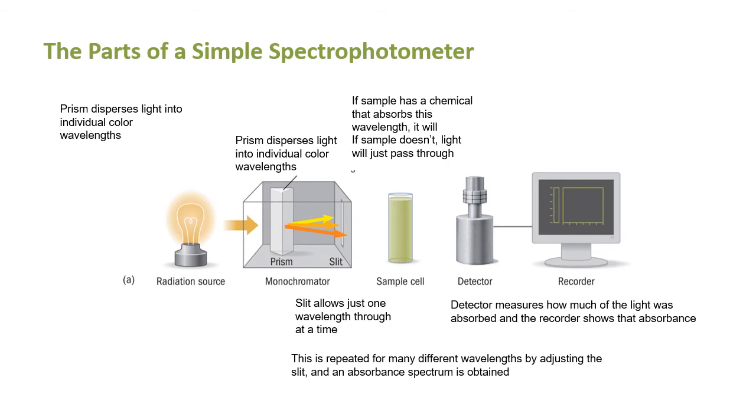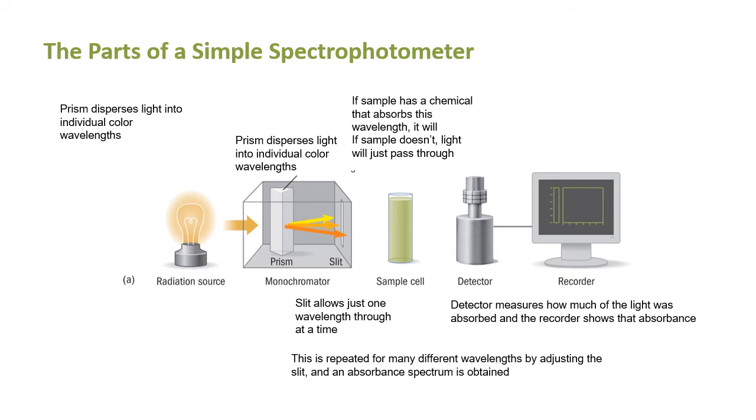Here's my radiation source. It may be a light bulb, it may be something else, but something that's going to produce a lot of different wavelengths of light. And then I have something that will split it up. In this case, it's a prism that splits it into many individual wavelengths, and then I have a slit that says I'm only going to let one color through at a time. And we'll change that slit so that I can run it for one color, then for another color, then for another color, and then accumulate a whole spectrum.